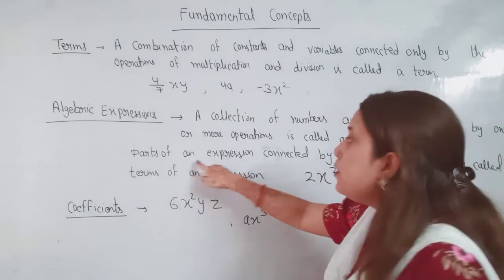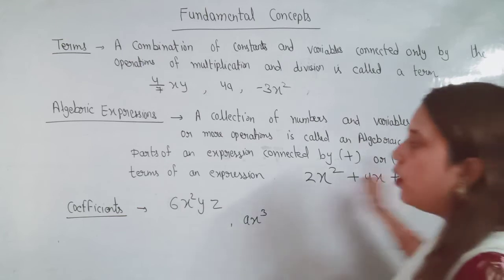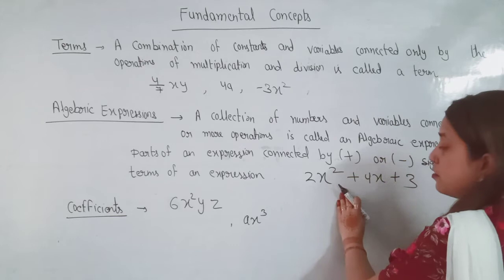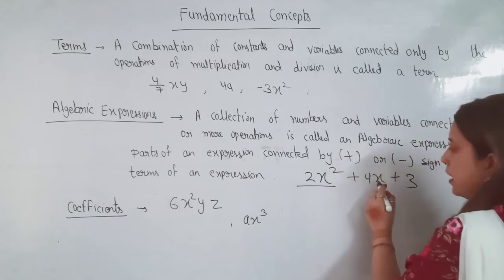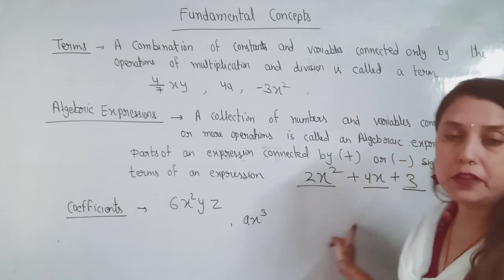Okay, parts of the expression connected by plus or minus signs are called terms of an expression. Then how many terms are in this expression? 1, then plus sign 2, then plus sign 3. So there are 3 terms.